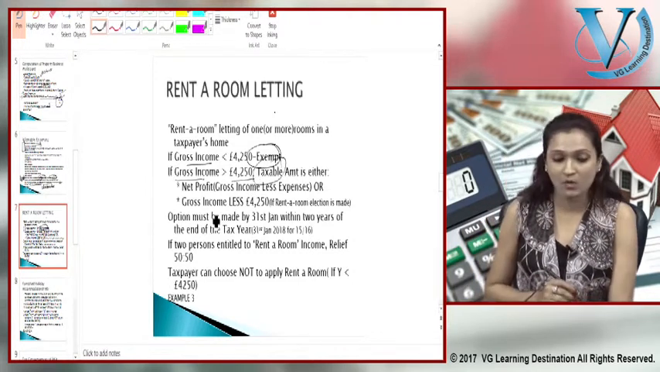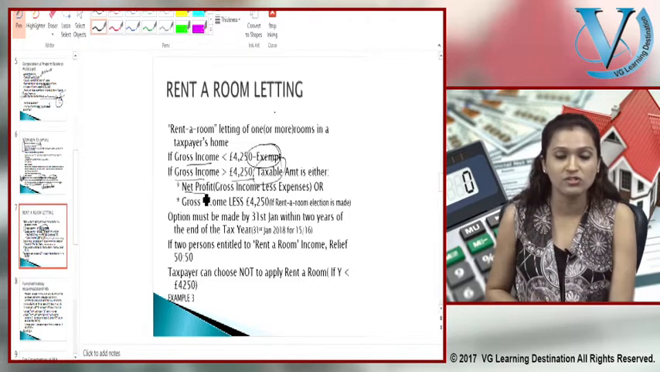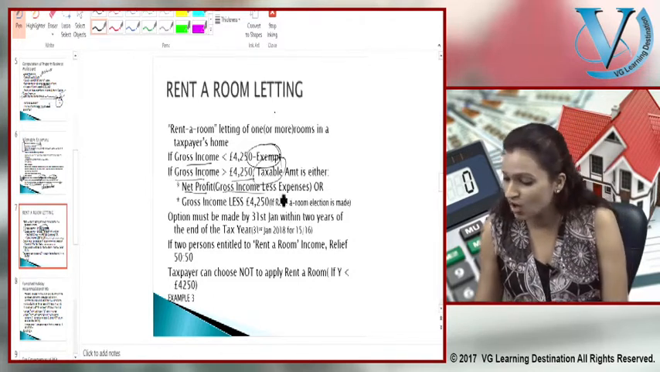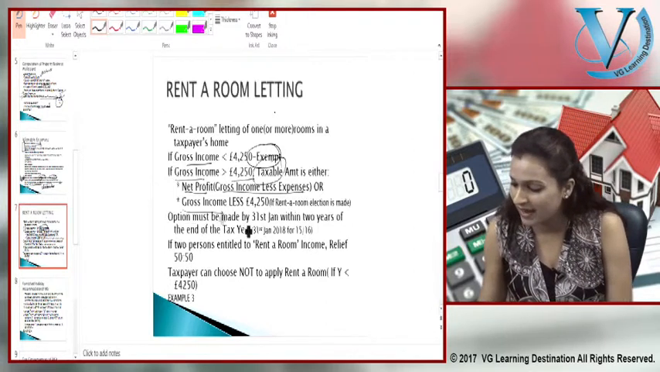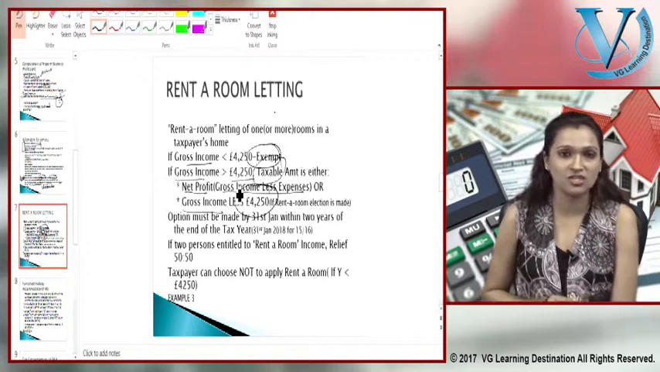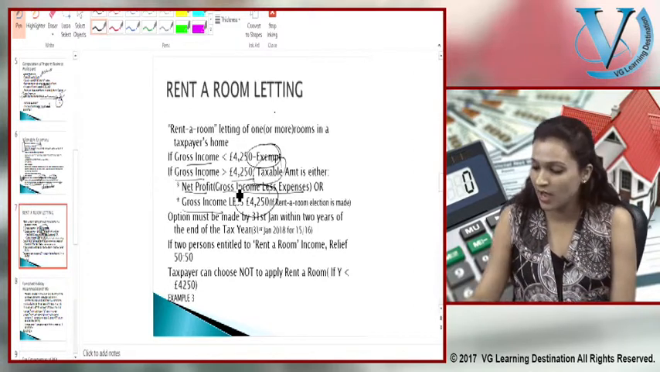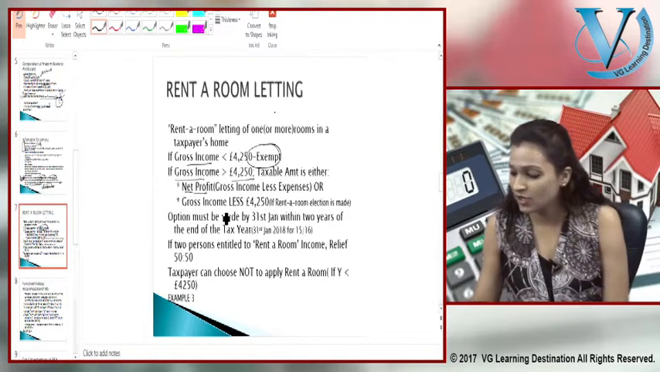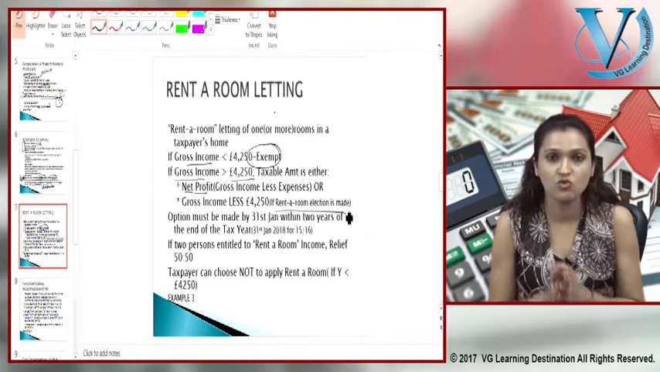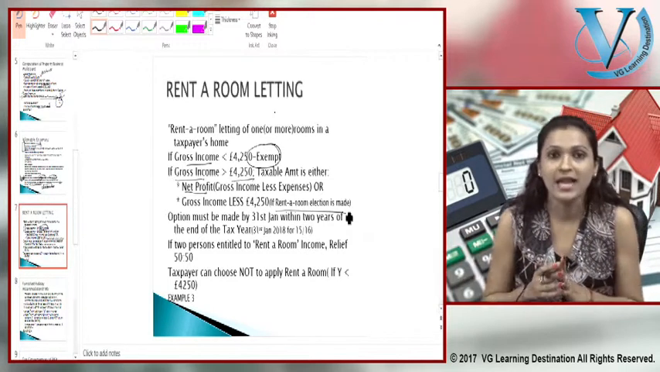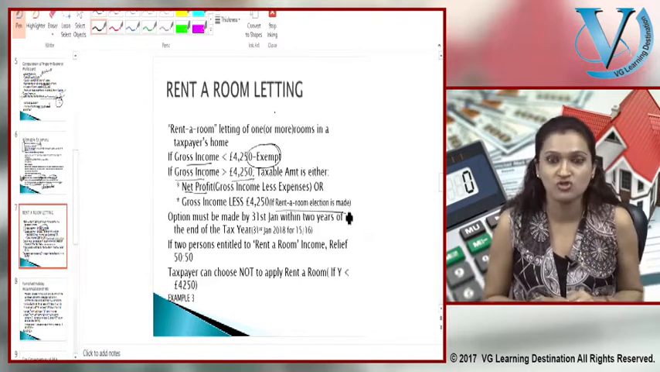Either basically what? Either you take your net profit, which is equal to gross income less your expenses, or what else you can do? You can take your gross income and reduce the basic threshold level of £4,250. This is going to happen when obviously rent a room selection has been made. So basically every person who has a spare room in his property and has given it away on rent has either of the two options to avail.